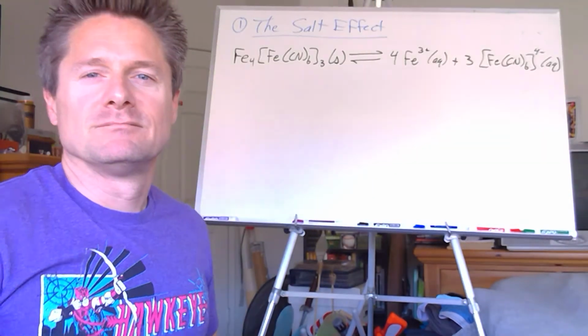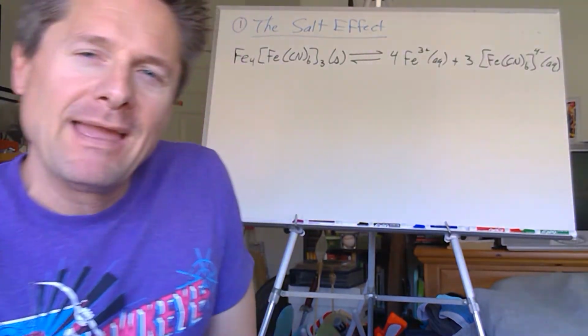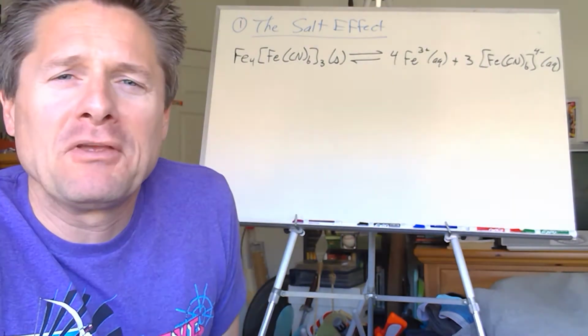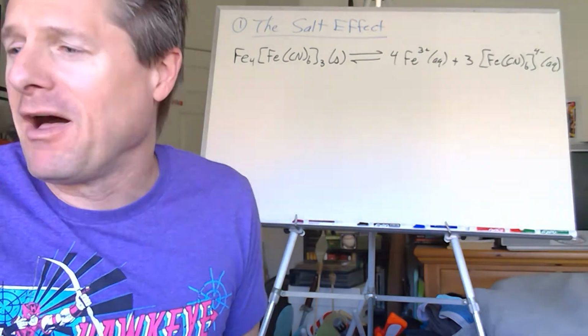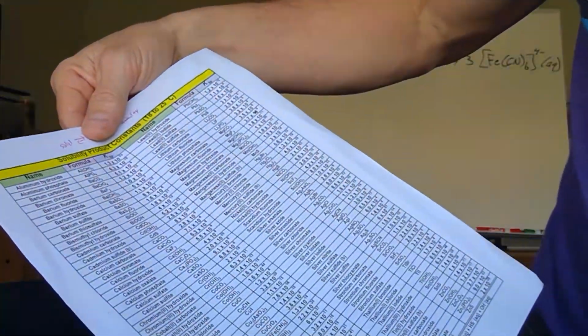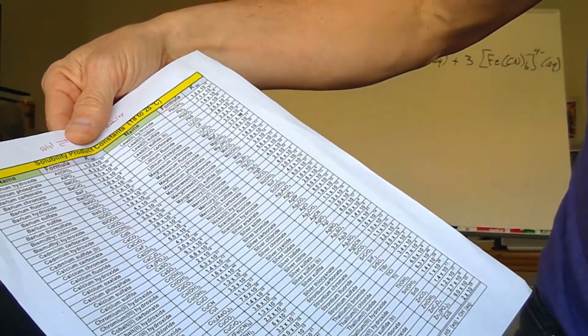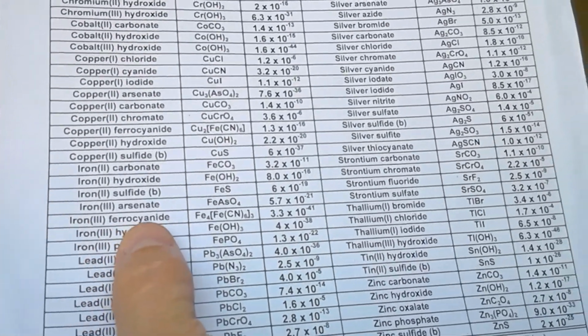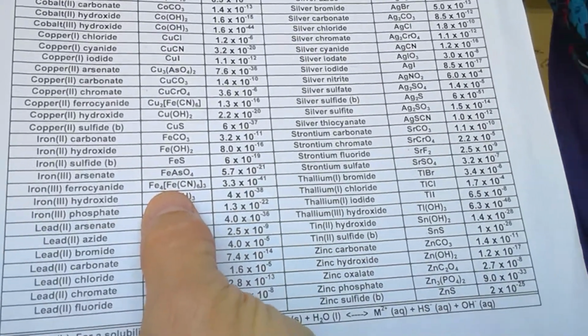All right. I took a little time to look for the nastiest, hardest, weirdest looking solid I could find on the Ksp table, just to have some fun. So I found this really nasty one. Where is it? Iron 3 ferrocyanide. Whoa, that'll spin your head for a little bit.